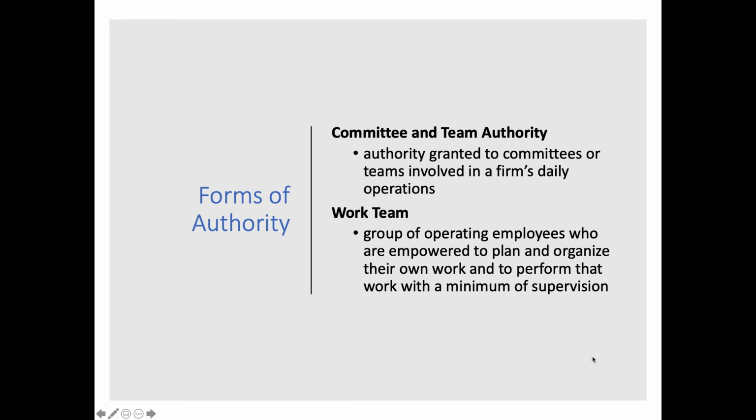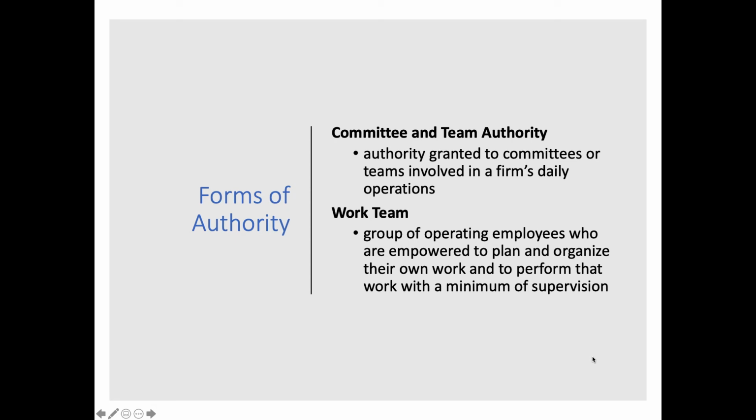Other forms of authority. Authority granted to committees or teams involved in a firm's daily operations. That's committee and team authority. And work team authority. Group of operating employees who are empowered to plan and organize their own work and perform their work with a minimum of supervision. If you have highly competent, highly qualified employees, many times that's the fastest way to get things done, is just give them the full authority to make all the necessary decisions. But you can see there's various different ways to handle the authority side of delegation.